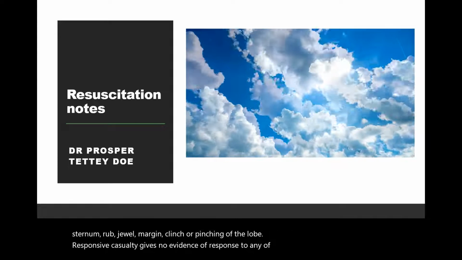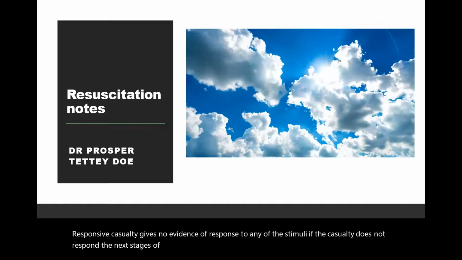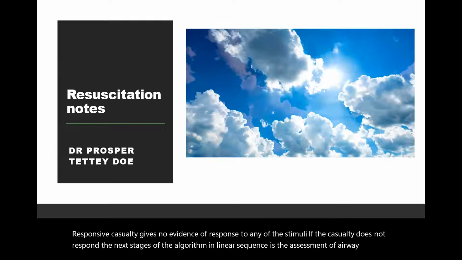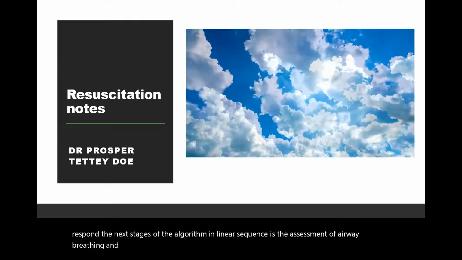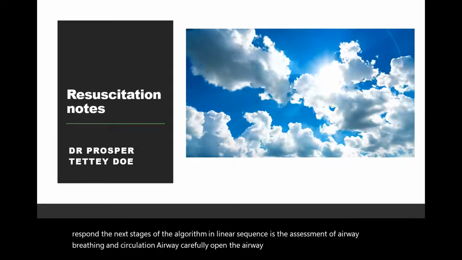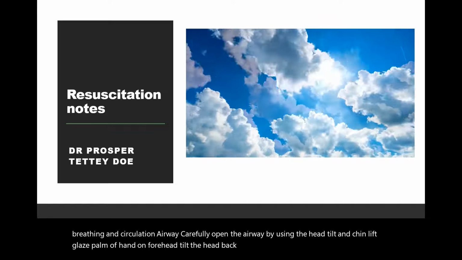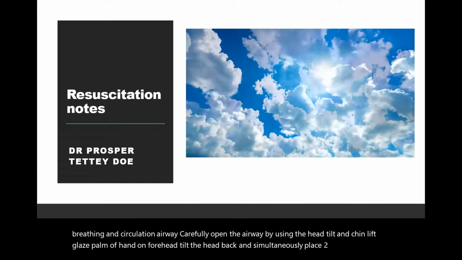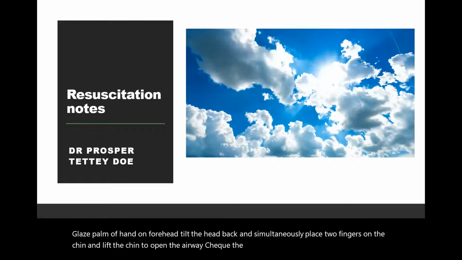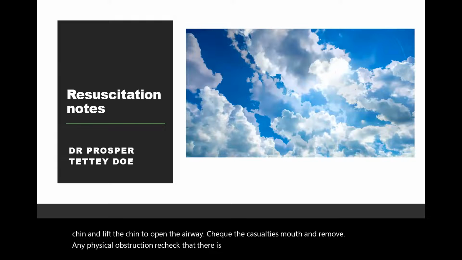If the casualty does not respond, the next stages of the algorithm in linear sequence is the assessment of airway, breathing and circulation. Airway. Carefully open the airway by using the head tilt and chin lift. Place the palm of your hand on the forehead, tilt the head back and simultaneously place two fingers on the chin and lift the chin to open the airway. Check the casualty's mouth and remove any visible obstruction. Recheck that there is adequate head tilt and chin lift.